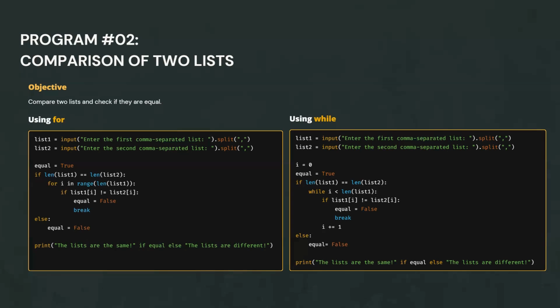So here's the big idea. We'll take two lists from the user, then we'll check if they are the same. For two lists to be the same, the things that we have to check are that they must have the same length and each element should match in the same order. Sounds simple, right? Let's do it step by step.